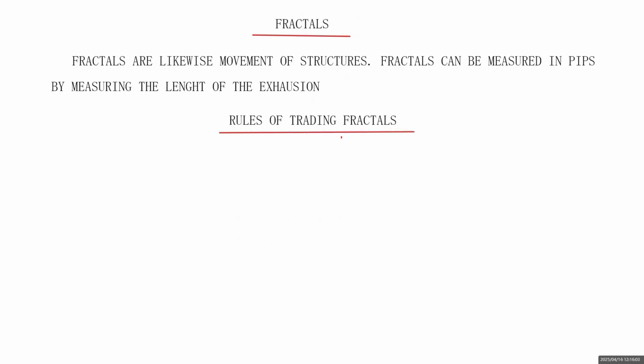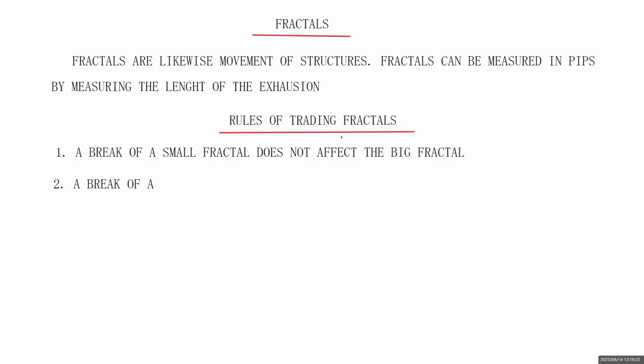Okay, so we are going to go over the descriptive analogy of it. First of all, the first rule of trading fractals is that a break of a small fractal does not affect the big fractal. And what is the second rule? The second rule states that a break of a big fractal affects all the small fractals behind it.